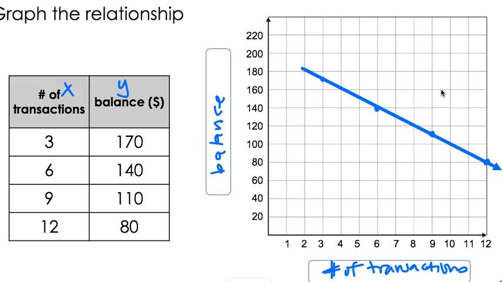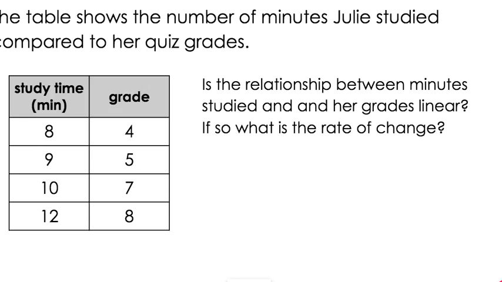If it does not, something is wrong. You plotted something wrong, or you did your math in the previous step wrong. Again, it's ways to self-check. If you see something off, go check yourself. Okay, let's look at another.